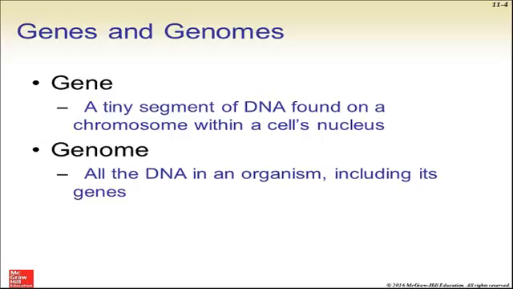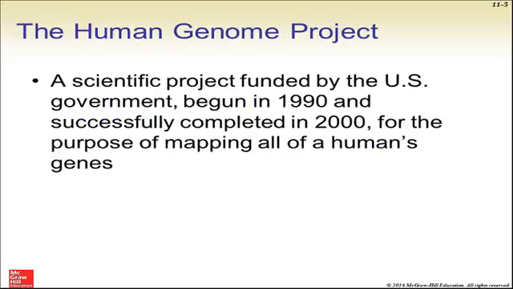Moving on to something I think is pretty darn cool. It's the Human Genome Project. Hopefully you've heard of it. It was a scientific project funded by the United States government way back in 1990, and it was completed in the year 2000. The purpose was to map all of the human's genes, and there are 46 genes that they mapped. The reason why that's important is then we can start to identify where certain diseases can stem from and how to correct the gene if it does have an abnormality or a mutation.